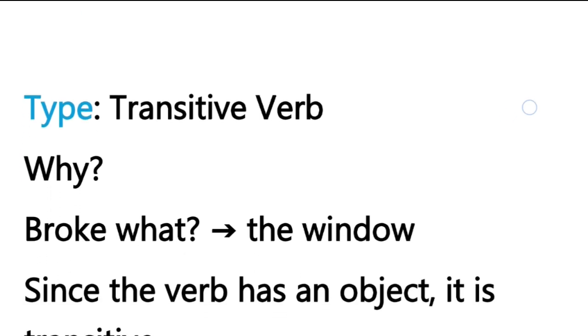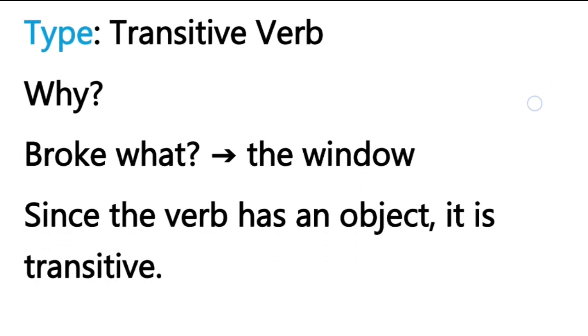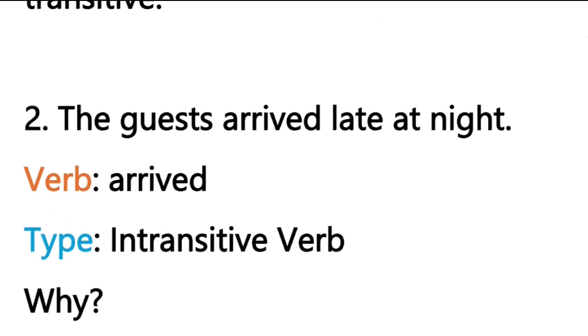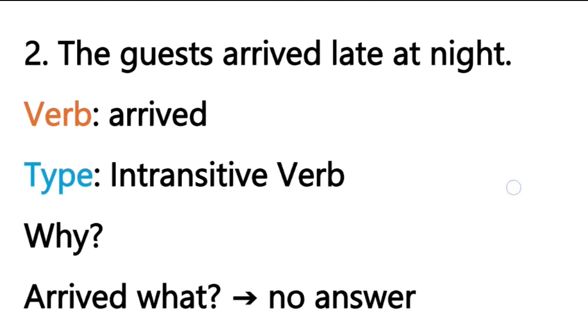This way the type will be transitive, because if we ask the question broke what, we'll get the answer the window. Since the verb has an object, it will be transitive. We understand that any sentence that has an object will be transitive. Question 2. The guest arrived late at night.